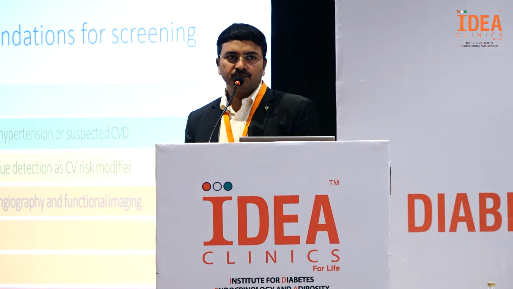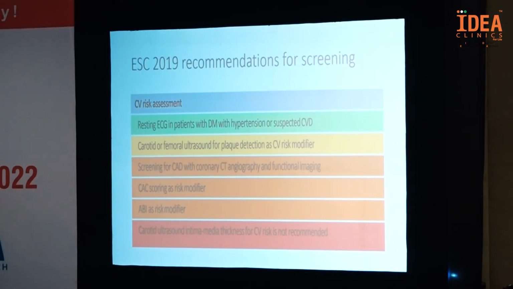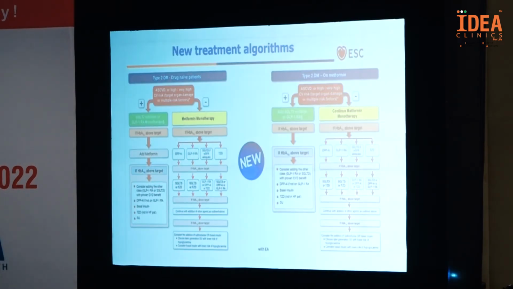If the patient had minimal symptoms, we also need at least coronary calcium scoring or CT coronary angiography based on the symptoms, and ankle brachial index. Routine carotid intima-media thickness is not recommended in these patients. So what are the newer treatment algorithms for managing diabetes with CVD?